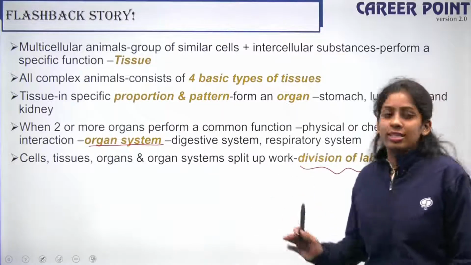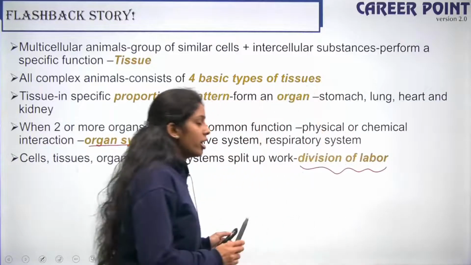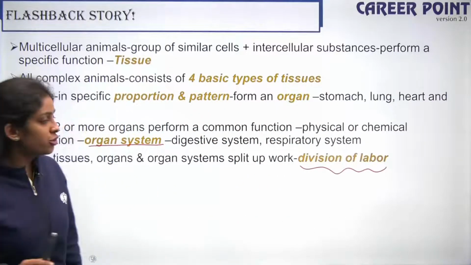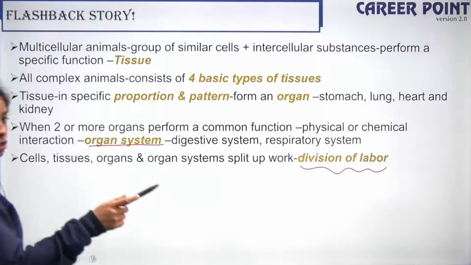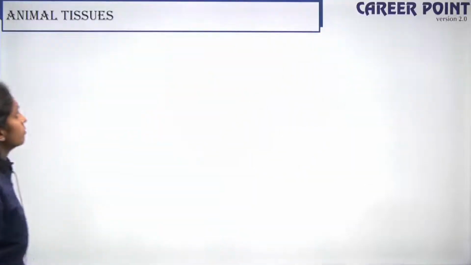Till this, is it clear? We didn't talk much. I was just introducing the topic to you. Division of labor is what makes multicellular organisms very, very efficient. So what helps in the division of labor? Your cells, tissues, organs, and organ system.